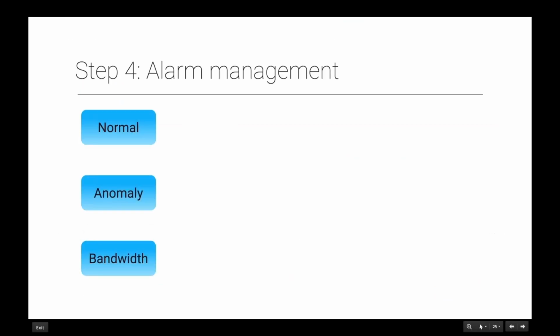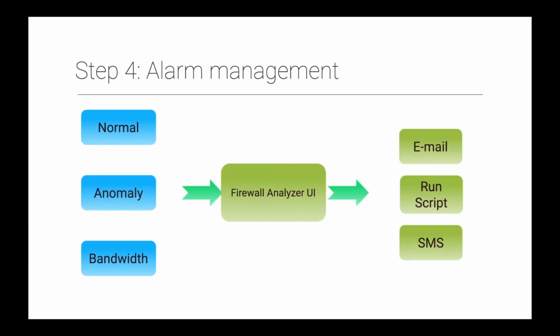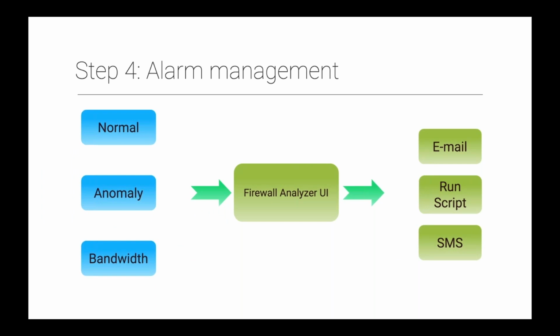We have come to the final section of this webinar, and the final section is going to be about alarm management. Setting alarm notifications is a very useful way to identify security events in real time. Firewall Analyzer has three types of alert profiles. First is the normal alert, second is the anomaly alert, and third is the bandwidth alert. All alarms can be seen in the alarm section of the product UI, and these alerts can be notified directly to your mail or directly to your phone as an SMS, or you can run a script.